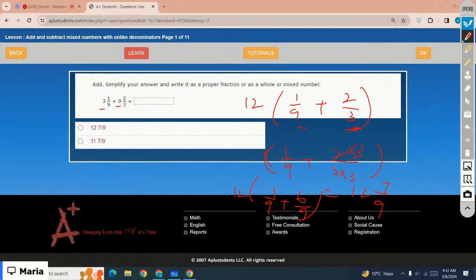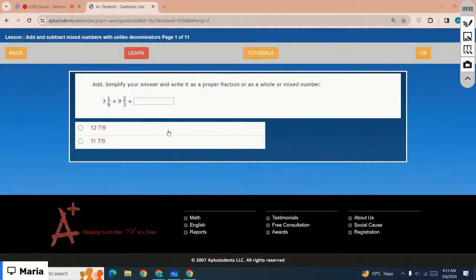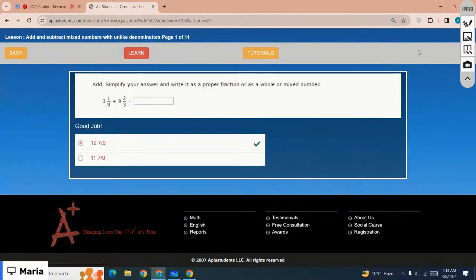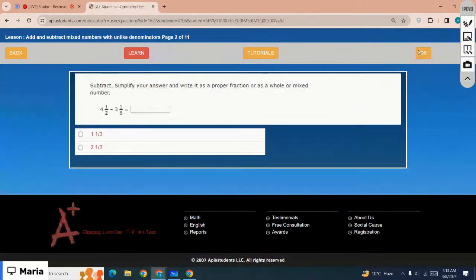So the correct option is 12 whole 7 over 9. That is the easiest way to add them, right? You don't have to convert into improper fractions, and you can add the whole numbers first, and you can add the fractional part also. Okay, next one is 4 whole 1 over 2 minus 3 whole 1 over 6.